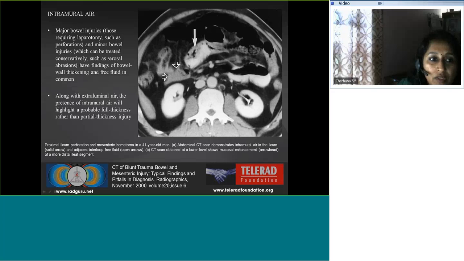Intramural air. Intramural air tells us that it is more likely to be a full thickness injury of the bowel wall when compared to a partial thickness injury. And as we can see here, there is a minimal amount of interloop fluid which is pointed out by these arrowheads, and there is intramural air in the ileal loop, which is abnormal and tells us that it is a site of bowel injury.